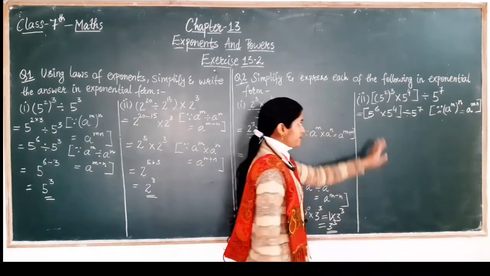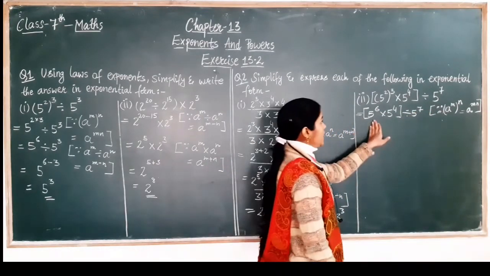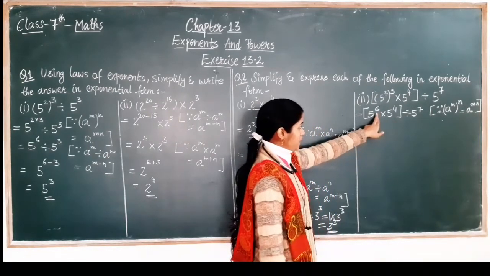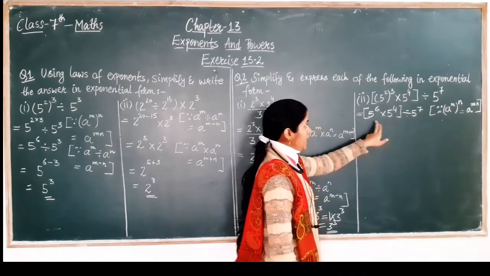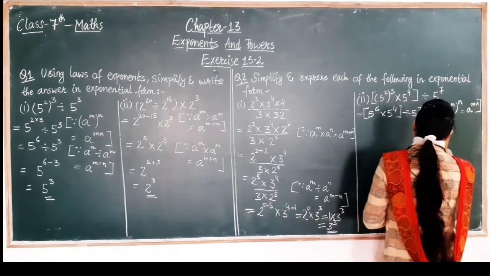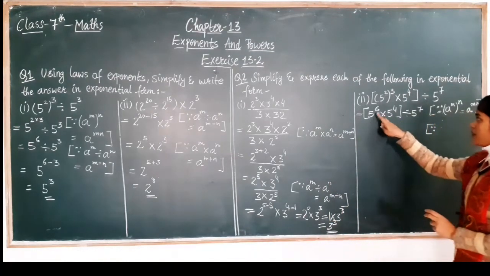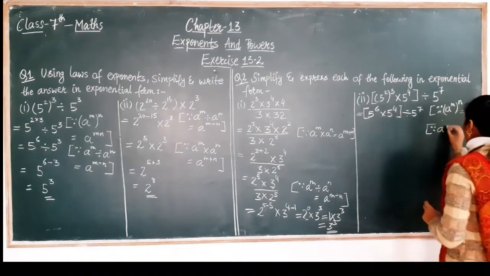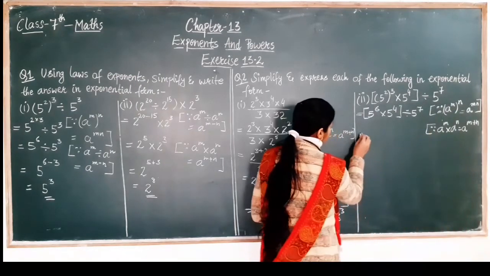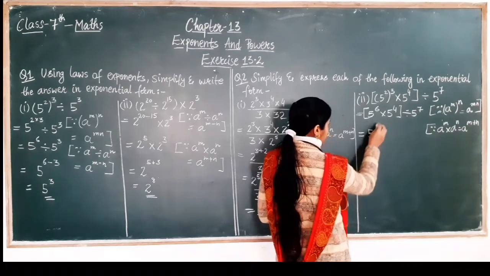Okay. So for further solving, we need to use another formula for this 5 raised to 6 into 5 raised to 4. Which formula would be used? As the bases are the same and powers are different, we can use the formula a raised to the power m multiplied by a raised to the power n is equal to a raised to the power m plus n. Okay. So now what will we do? We will add the powers.